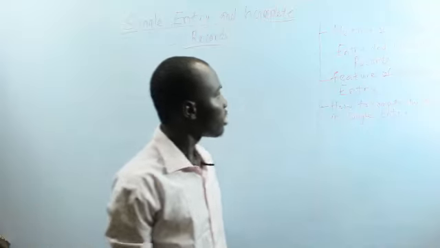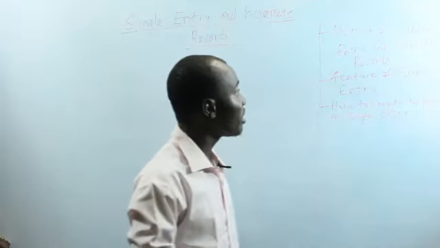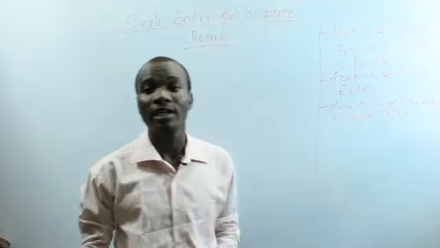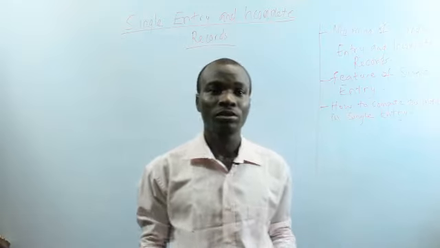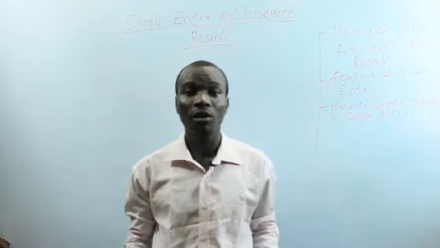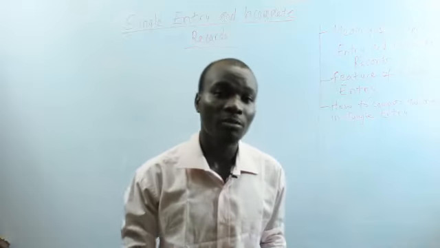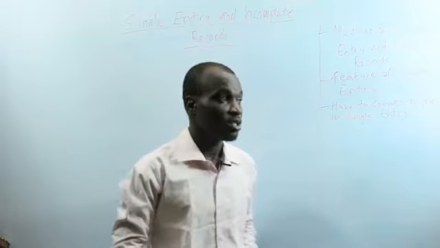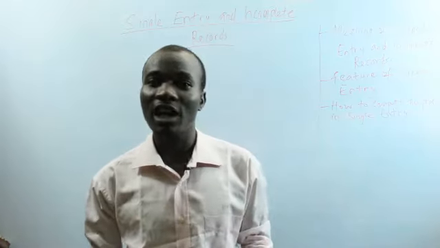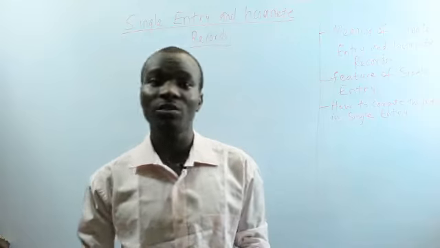So the incomplete record is a system also in the single entry, whereby the record made by the accountant is not a complete one. So there is no record about the real and nominal account. The other accounts that are kept in this system are the personal accounts of the debtors and the creditors. So there is no real account. We don't have an account for the sales and we don't have an account for the purchases.